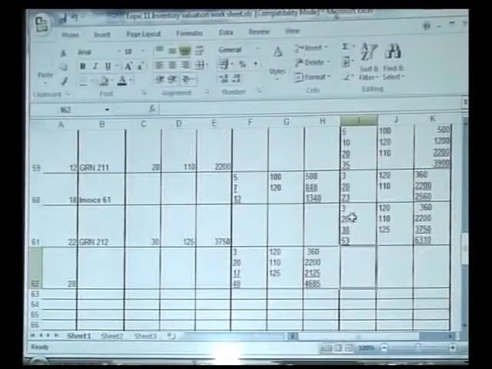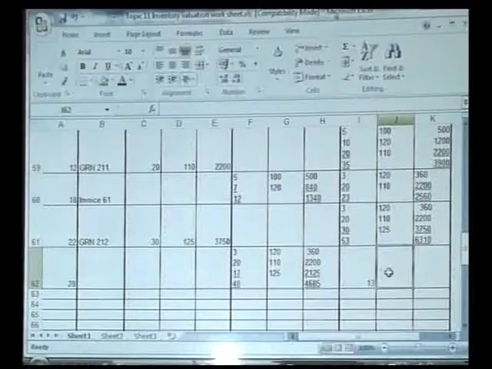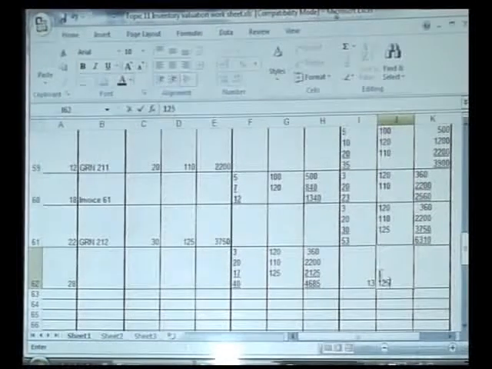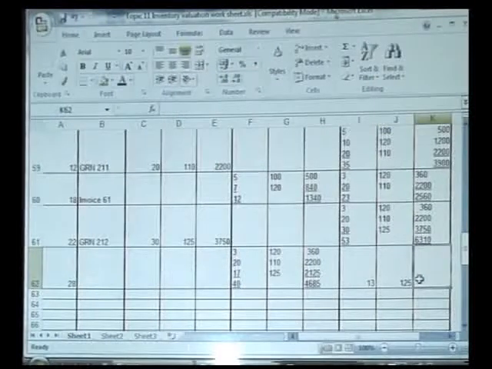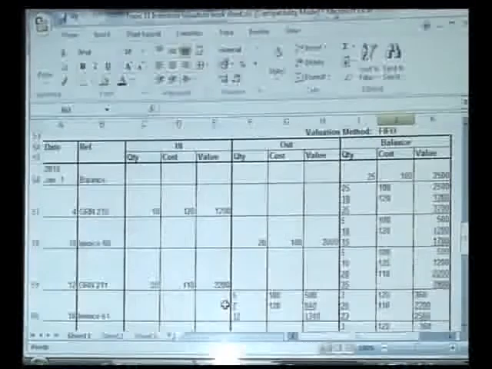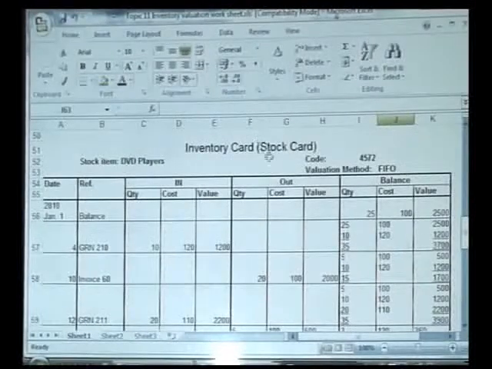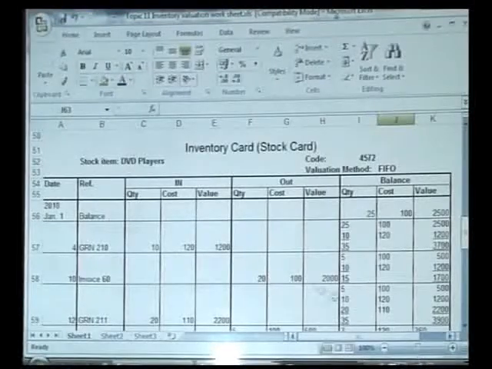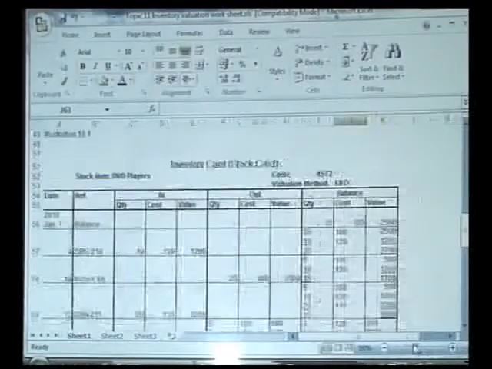Now check the closing stock. 3 gone, 20 gone, 17 out of 30 gone. So then balance is 13. At what price? 125, and the value is 1625. So this is the inventory card.